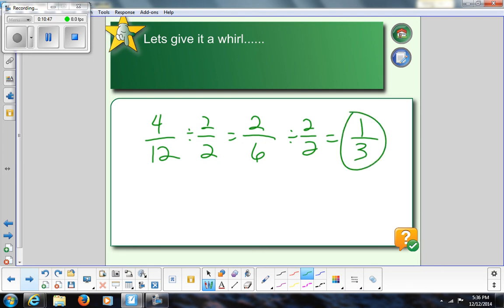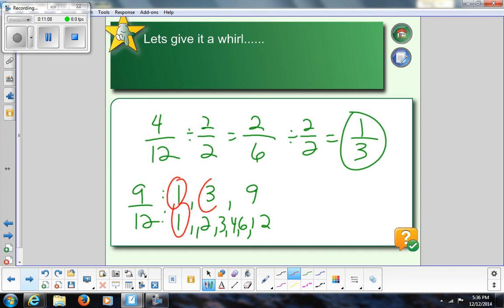And let's do one more using greatest common factor. Let's go with 9/12. It's 1 and 9, and 3. 1 and 12. 2 and 6. 3 and 4. Okay, common factors are 1 and 3. Okay, so I'm going to go 9/12 divided by 3 gives me 9 divided by 3 is 3. 12 divided by 3 is 4. 3/4 is my simplest form.